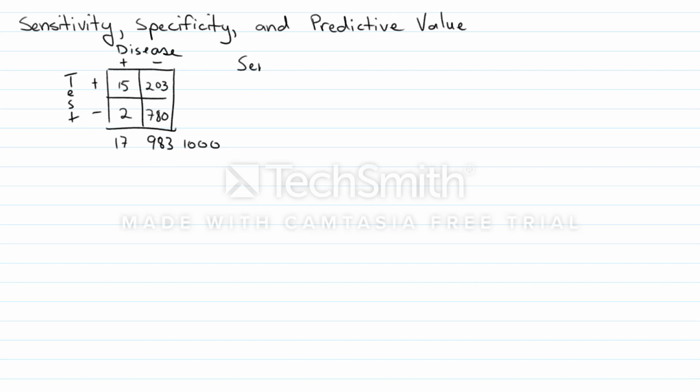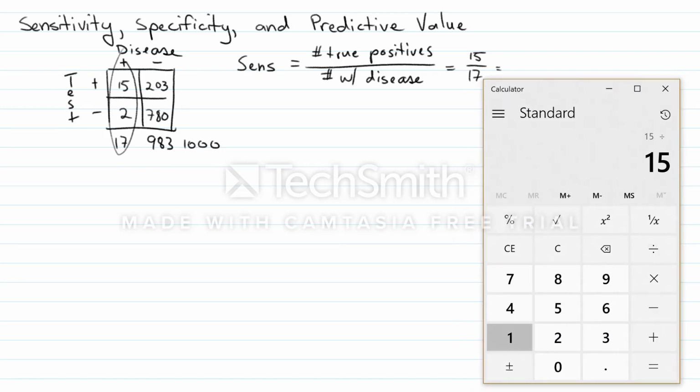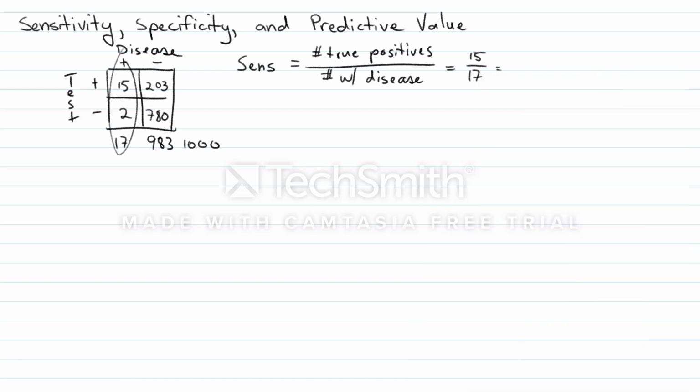We'll start with sensitivity, which is the number of true positives over the number of people with the disease, which in this case we have 15 true positives and a total of 17 people with the disease. And so our sensitivity is going to be 88%.